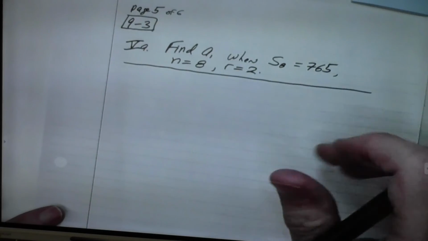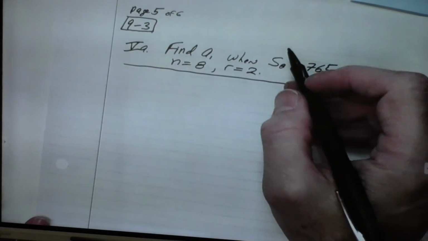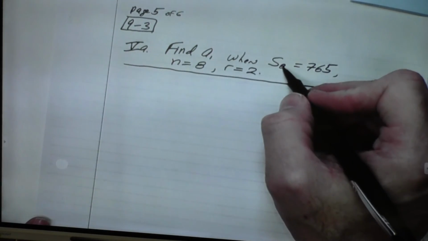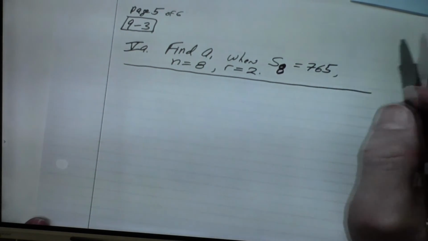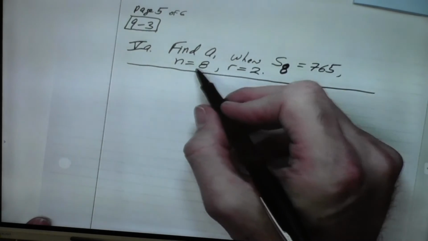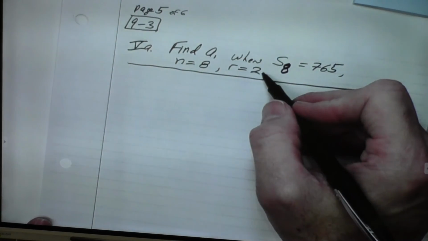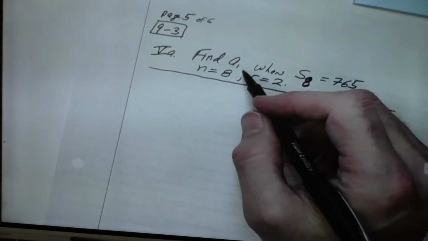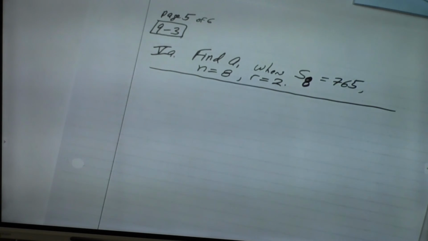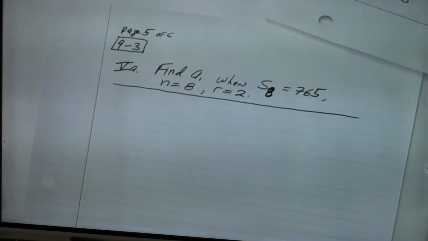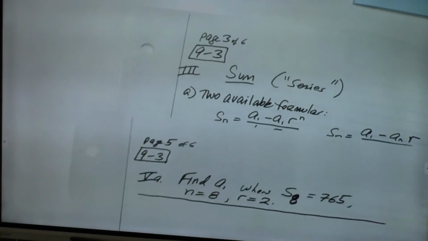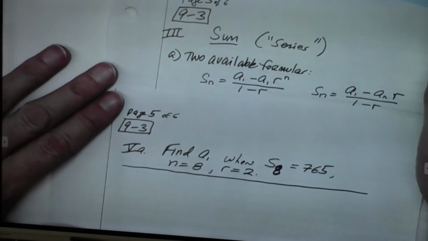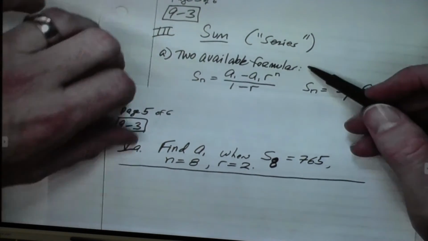So on this one, we don't know the first term. We are given the sum at the eighth term. That's supposed to be 8 there. I'll make it a larger 8 so you can see. We're given the sum at the eighth term, which tells us that n is 8 and that r is 2. So now we want to find A1. So let's take a look at those two formulas, because we're going to use one of those to do it, because we have a sum. So this is where we're going to use the formula based on the information we have.